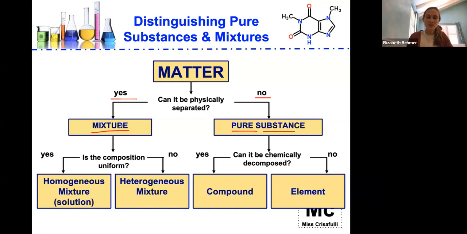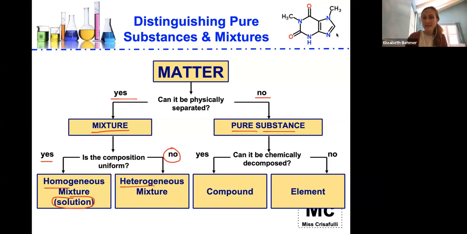Going back to mixtures, if the composition is uniform, that's a homogeneous mixture, which is what we term a solution, where you can dissolve the solutes into that liquid. That would be a homogeneous mixture or solution. If the composition is not uniform, that is a heterogeneous mixture, meaning you cannot separate the parts of that mixture, or you cannot combine the parts of that mixture together.